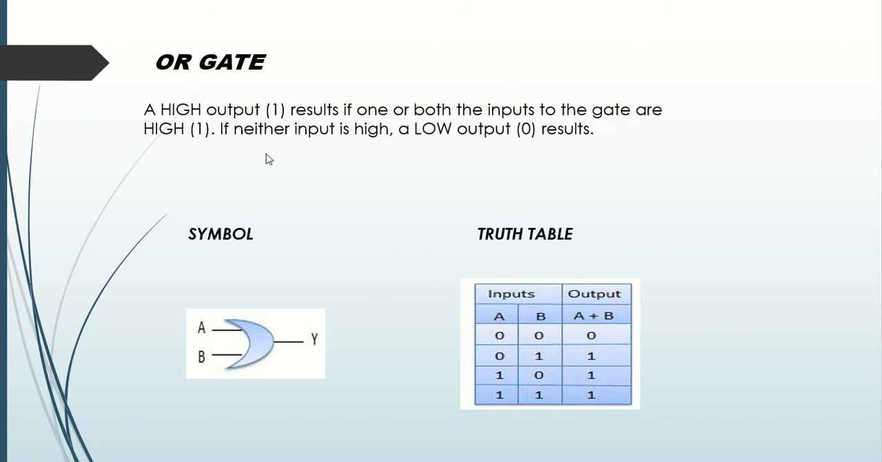OR gate. A high output 1 results if one or both the inputs to the gate are high. If neither input is high, a low output results. Symbol of OR gate is here. If any one of the inputs is high, or both the inputs are high, it results in a high output. Otherwise, it results in a low output.